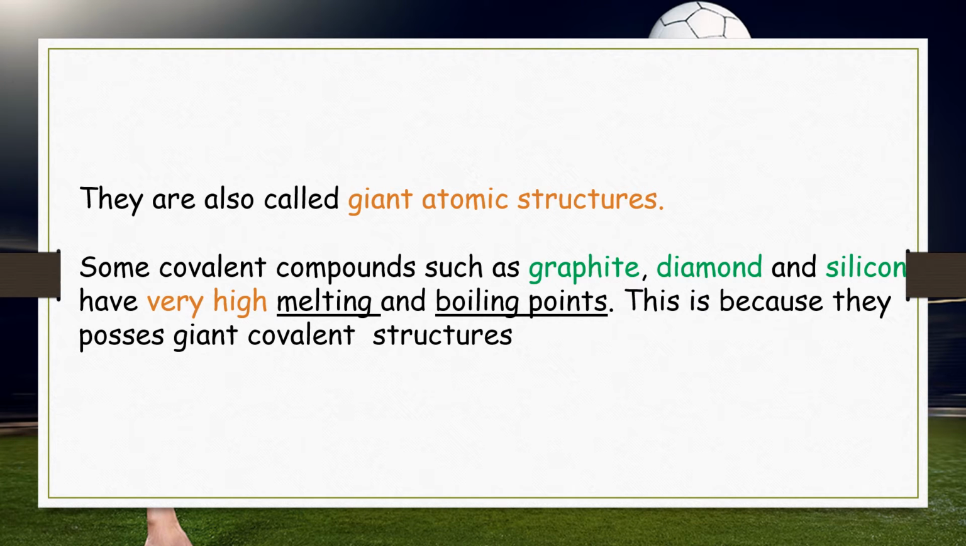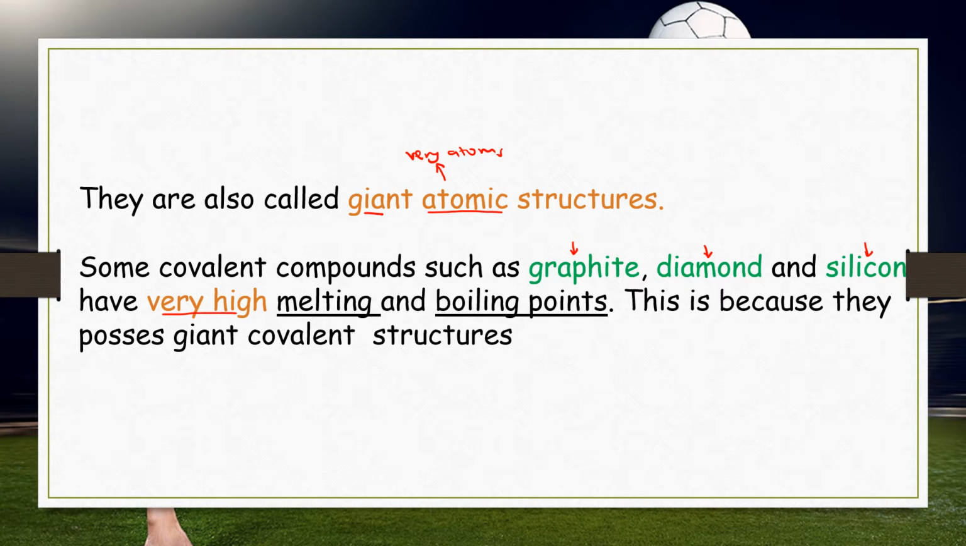So giant covalent structures can also be known as giant atomic structures. This is because these structures normally contain very many atoms. Many atoms come together to form something big, something gigantic. However, you will realize that for most of the substances we are going to look at today, for example, graphite, diamond, and then silicon dioxide, they are going to have very high melting and boiling points.